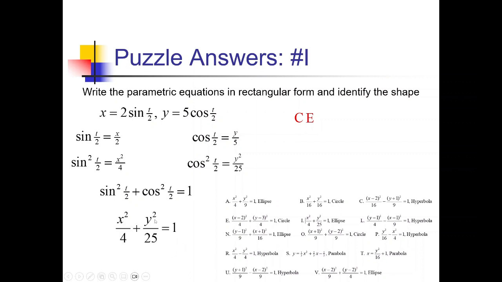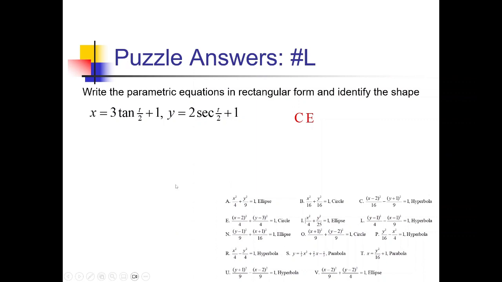We've got two squared variables, so not a parabola. Positive means it's going to be a circle or an ellipse, and different denominators narrows it down to ellipse. Looking at our answer, we have the same equation. We also have the same shape, so that works out, and we move it on.